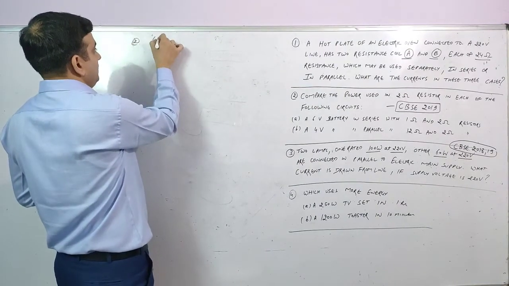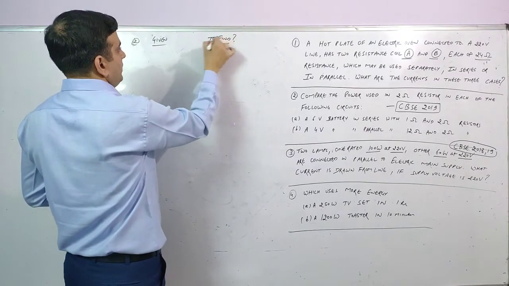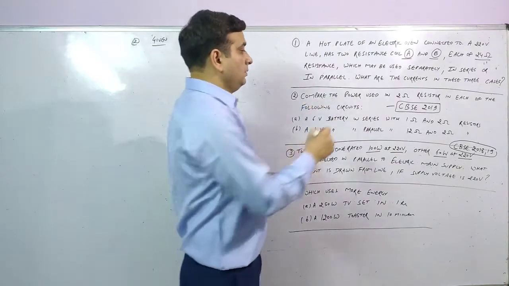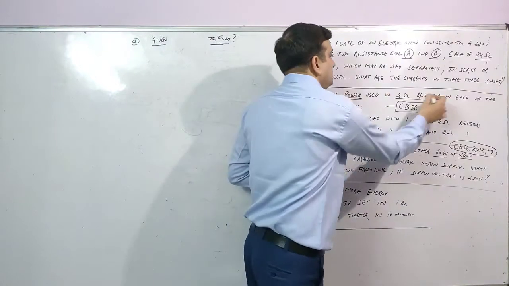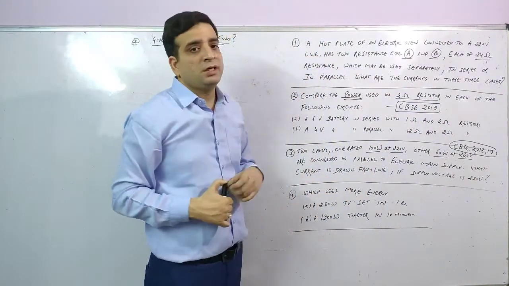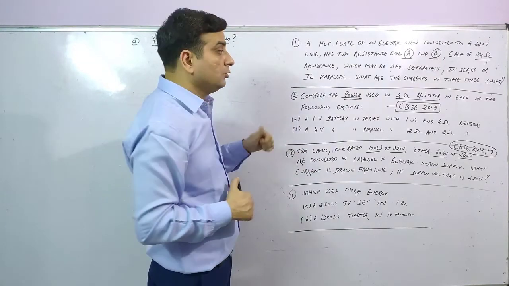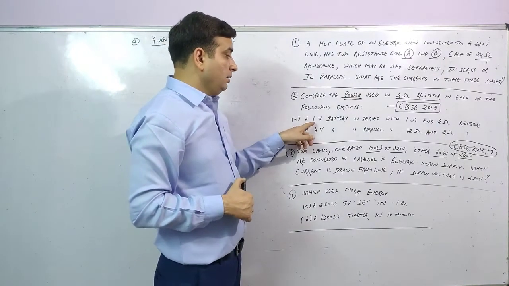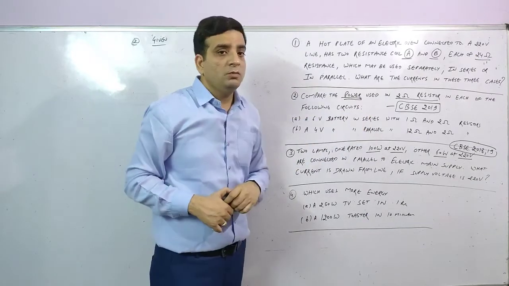Again, what is given and what we have to find out. We have to compare the power used in the 2 ohm resistor in each of the following circuits. कि दो सर्किट हैं, उन दोनों सर्किट में जो 2 ohm का रजिस्टर है वो कितनी पावर कंज्यूम कर रहा है, उसको दोनों को हमको क्या करना है, कंपेयर करना है. What is the first circuit? A 6 volt battery in series with 1 ohm and 2 ohm resistor.